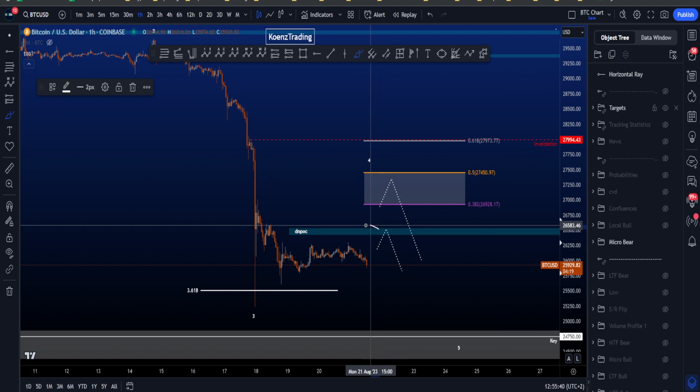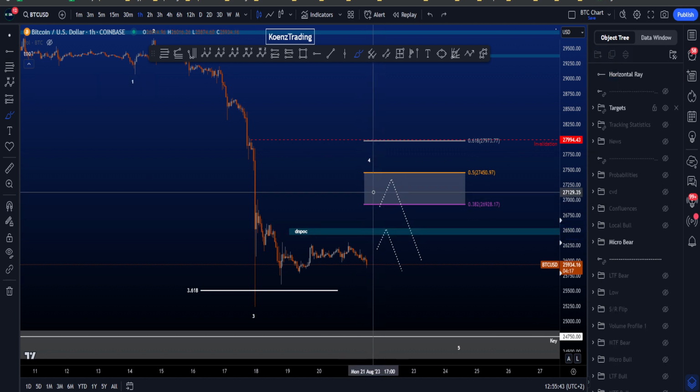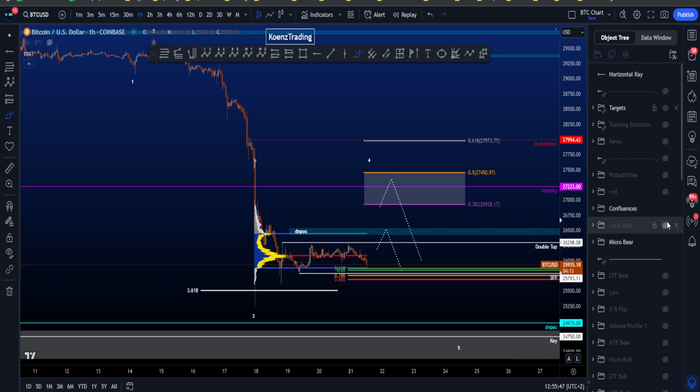If price would manage to go above this area, then my next area of interest is going to be the monthly, which is sitting over here at 27.2k.